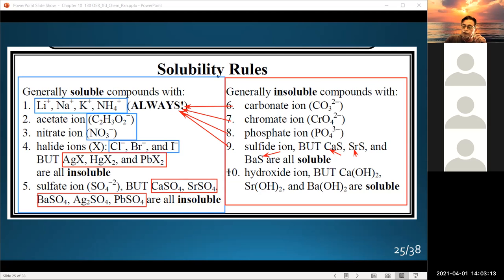And the same is true for the hydroxide. Insoluble unless they're bonded to the big four or calcium, barium, and strontium. So again, there's only 7 examples of hydroxide compounds that are soluble. All the 10 billion, whatever other hydroxide compounds out there in the world are insoluble. Okay. So that's a quick refresher on the solubility table and how to use it.